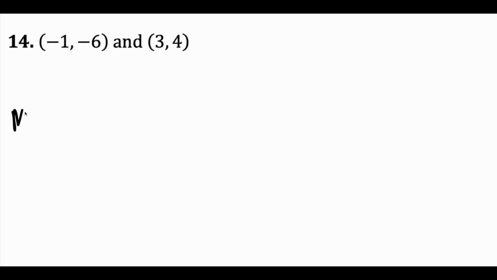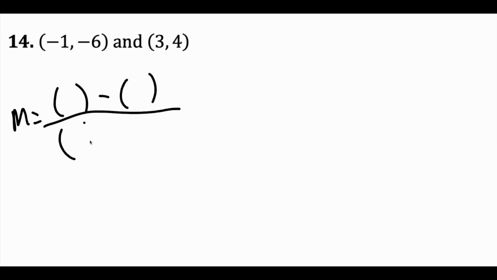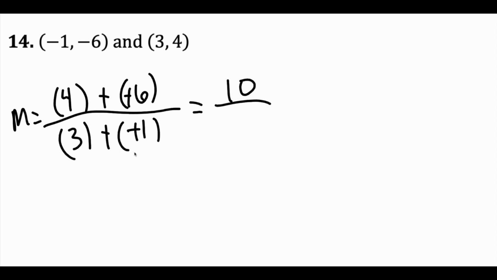One more time. I'm just going to start by replacing the variables with parentheses. So y2 is 4. y1 is negative 6. Again, double negative. x2 is 3. x1 is negative 1. Again, double negatives. 4 plus 6 is 10. 3 plus 1 is 4.